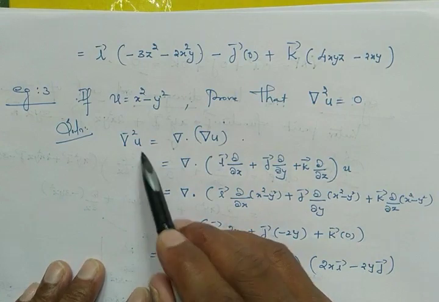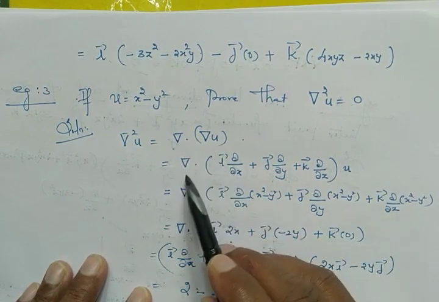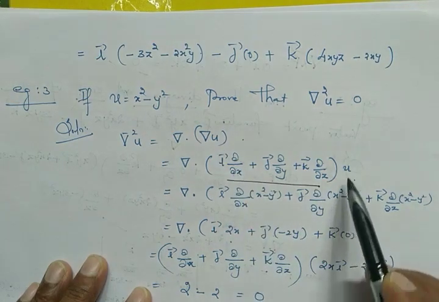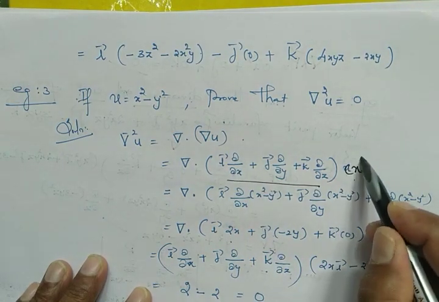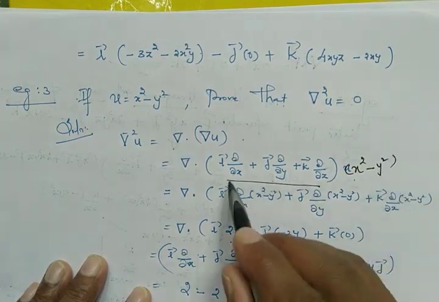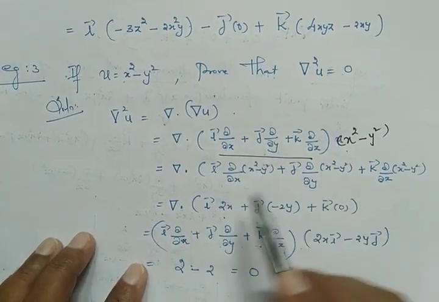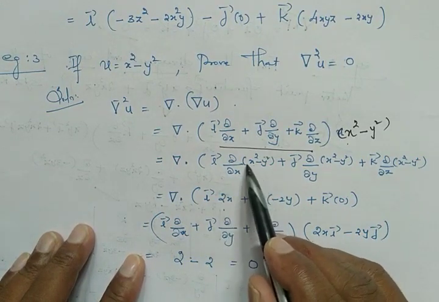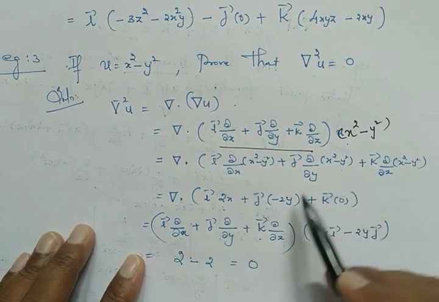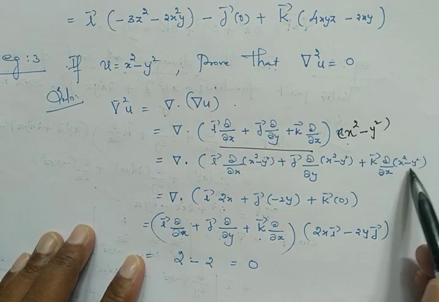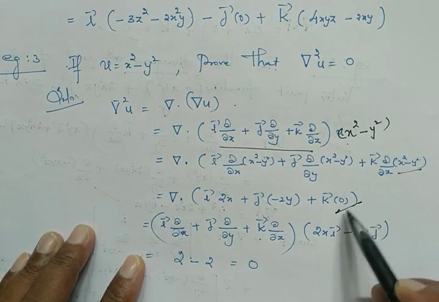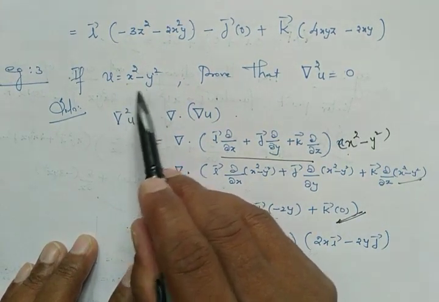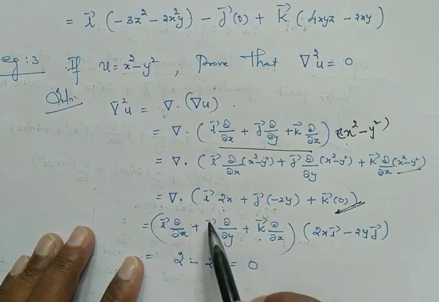So first, del square u can be written as del dot del u, where del represents the operator applied to u. The u value given is x² minus y². You can take it inside. After taking inside, you differentiate with respect to x. So x² becomes 2x, y² becomes minus 2y, and there is no z² term, so that value will come as 0. In the given problem we have u equal to x² minus y², there is no z term, that's the reason the z value becomes 0. So you are getting only 2x and minus 2y.